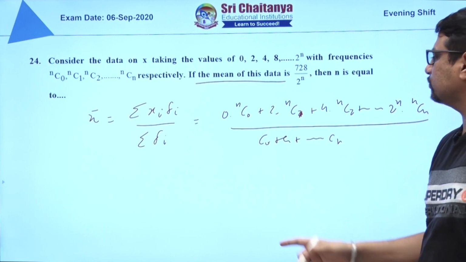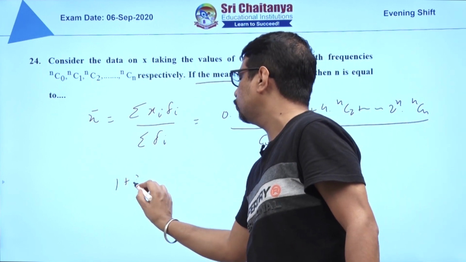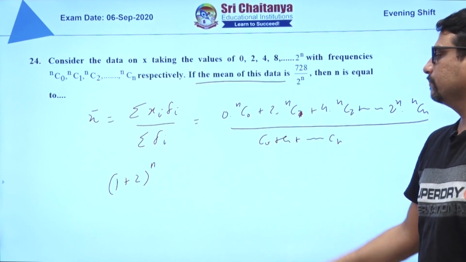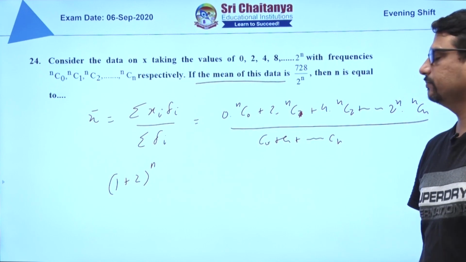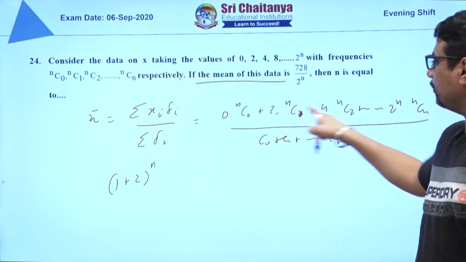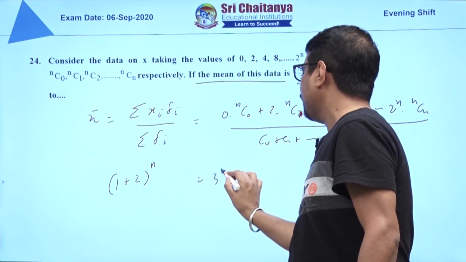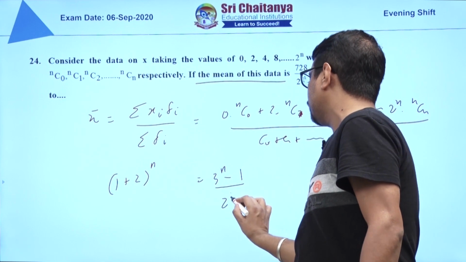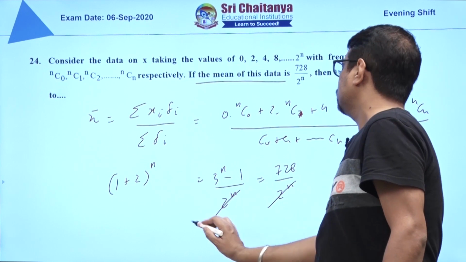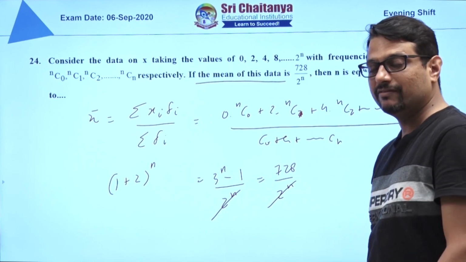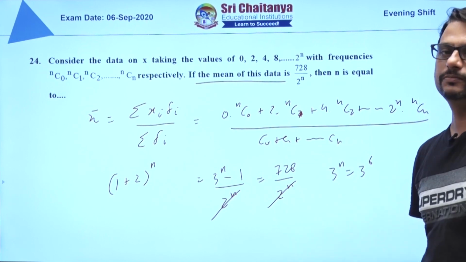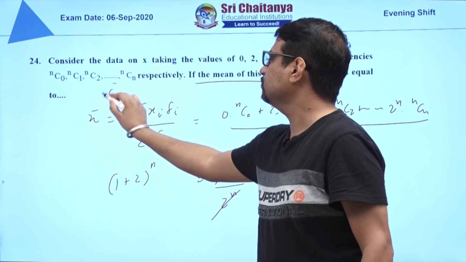Numerator, if you will see, it is the expansion of, suppose you write the expansion of 1 plus 2 raised to power n, it is the expansion of this except the first term, means here if it was 1, then it is this. So, what will be this value? This value will be 3 power n minus 1 upon, and this is 2 power n, which is given as 728 by 2 power n, which will cancel. 3 power n will be 729, which is 27 square, which is 3 power 6. So, 3 power n is equal to 3 power 6. Answer 6 will be your answer.